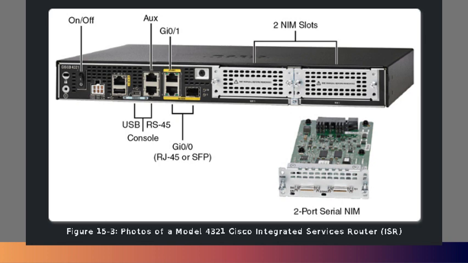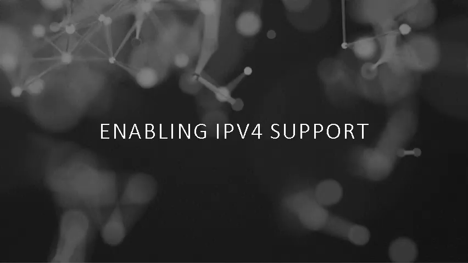This figure shows what the back of a router looks like, and the on and off switch, the USB, the RJ-45, and then it has a 2-port serial NIM. And enabling IPv4 support.